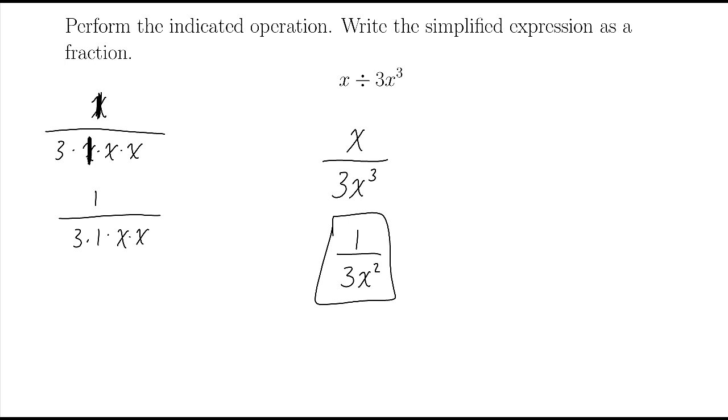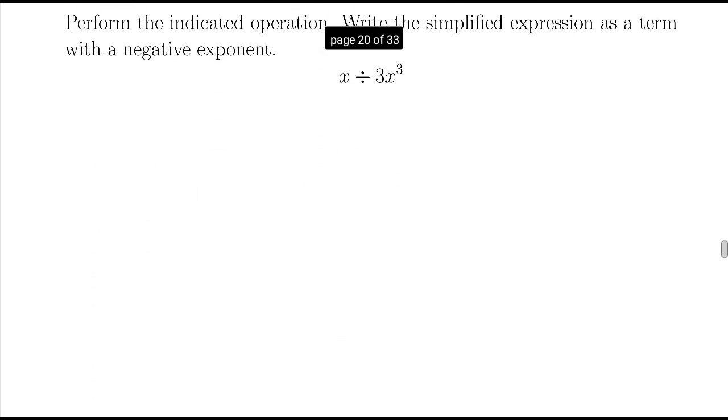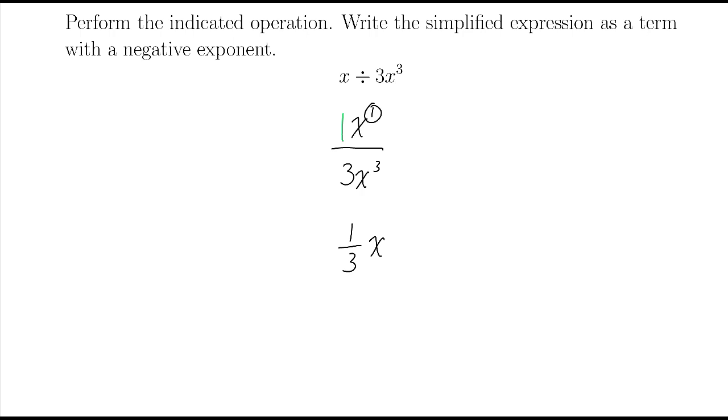Okay, another way to do this problem, though, is, again, we can write this as a fraction. This is going to be x over 3x to the third power. Keep in mind that we could rewrite this as, well, we have an understood 1 right here, so that's 1/3 x to the, subtract the exponents, 1 minus 3. Well, that's going to be a -2. So this could be rewritten as 1/3 x to the -2nd power.